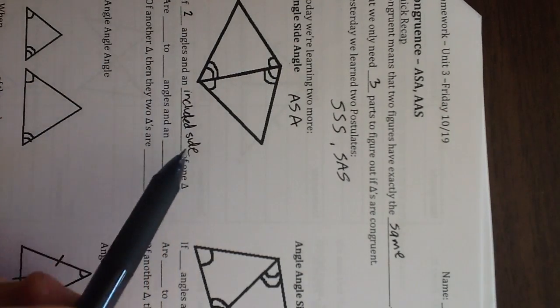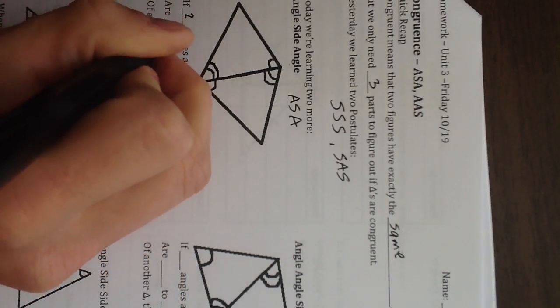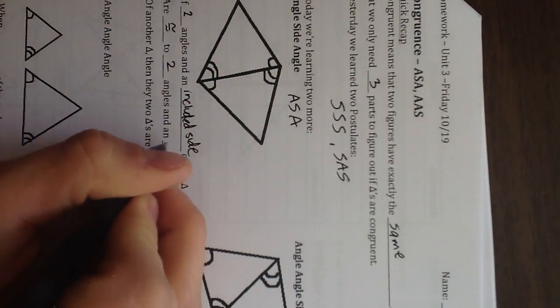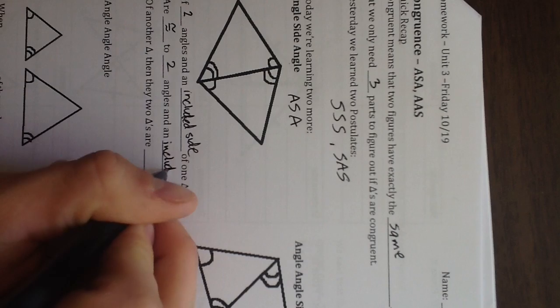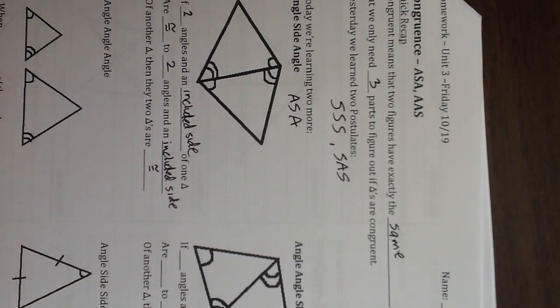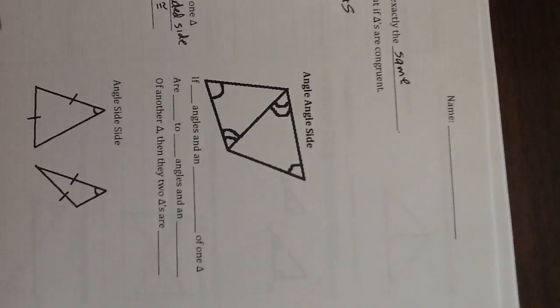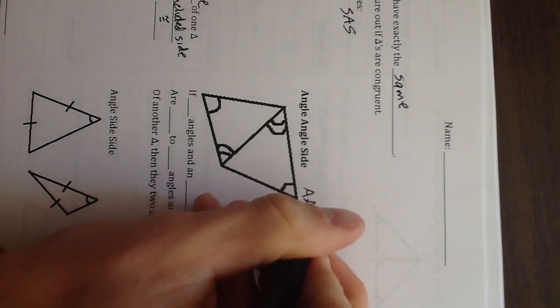So two angles and the side that's in between those two angles of one triangle are congruent to the same thing, two angles and an included side in the other. Then those two triangles are congruent. That symbol means congruent. Okay, and that's angle, side, angle, and then there's one more, and that's angle, angle, side.